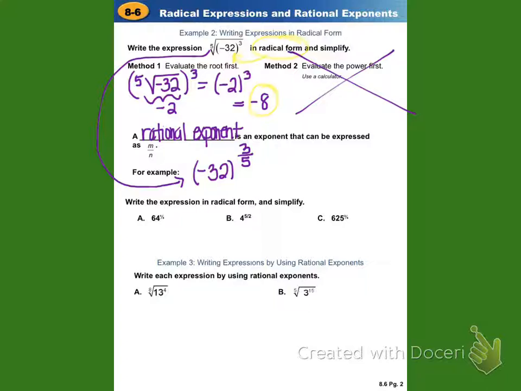So let's do a little practice with writing expressions in radical form. This is written in rational exponent form, 64 to the 1/3 power.